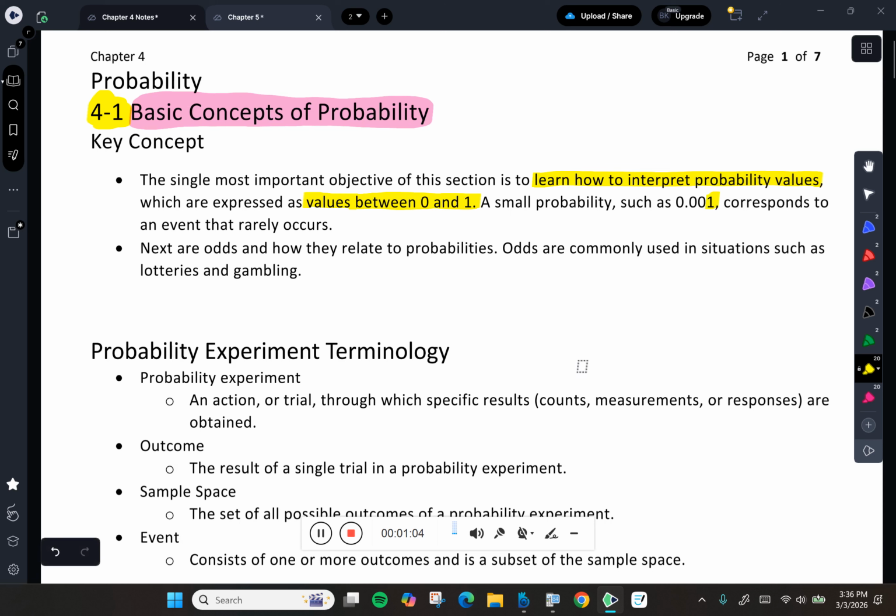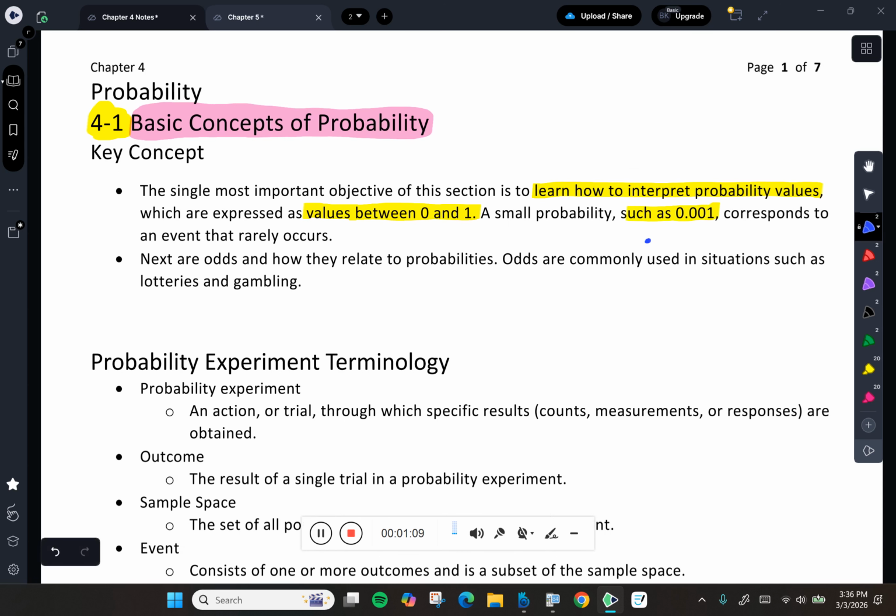blah, blah, blah, such as if you had a probability of 0.001, or if you prefer as a percent, 0.1%. Well, I would hope that you could look at that and tell me whether that is a common thing to occur, an uncommon thing to occur, right?